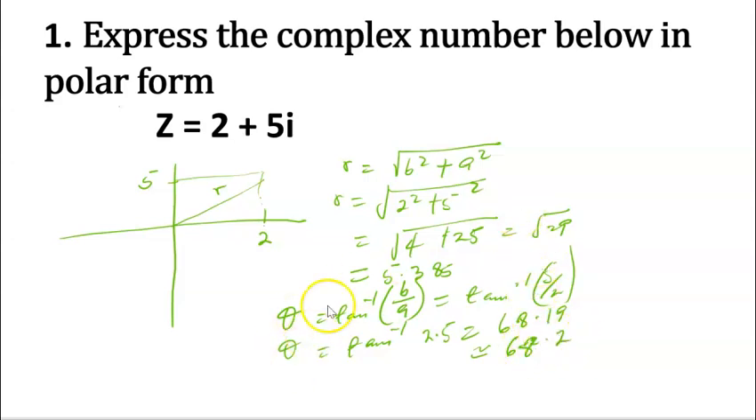Now that means that I can write my Z in polar form as R equals 5.385 at an angle of 68.2. One thing I want you to notice about this question is that this is in the first quadrant. Let's see the second question, which will show us how to treat the second quadrant.